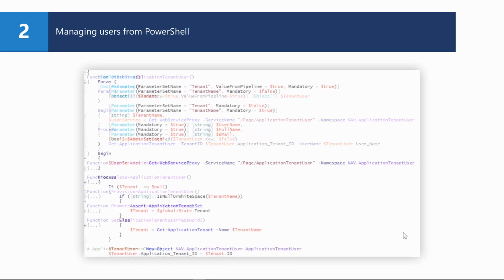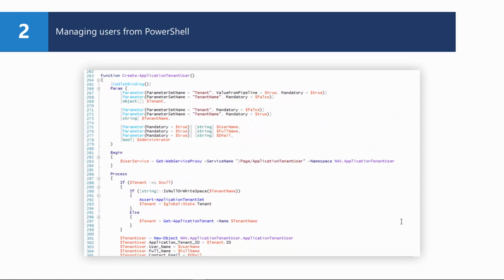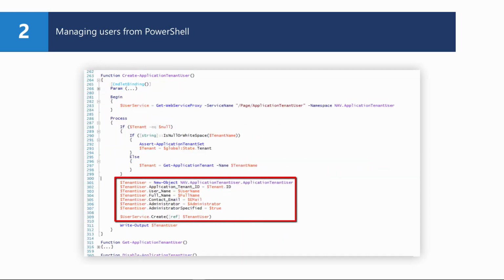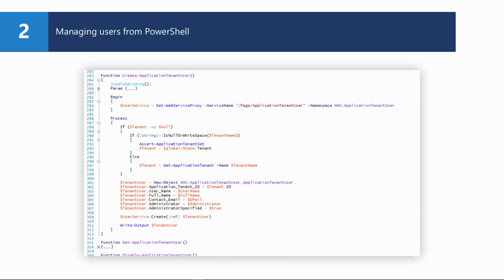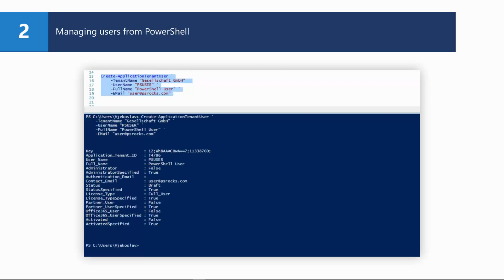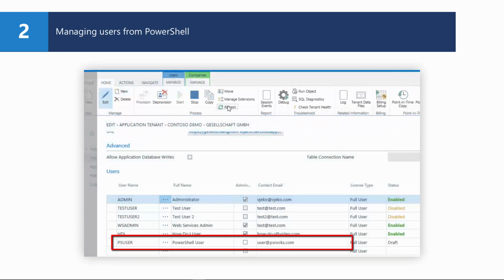Let's see another one, create application tenant user. It creates a new instance of the application tenant user object, sets its properties and then calls the createSoap method and finally writes the created user to the pipeline. I can call it to create a new user like this. It creates a new user on the specified tenant.